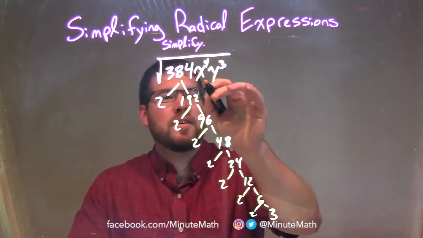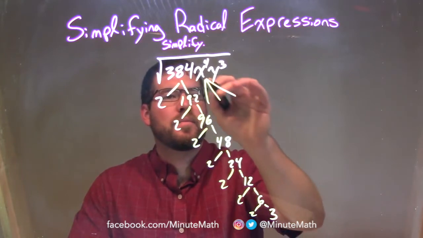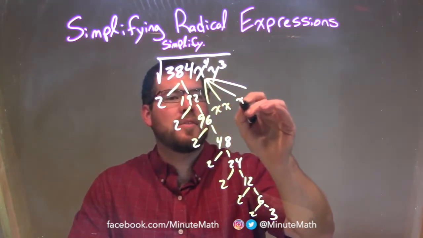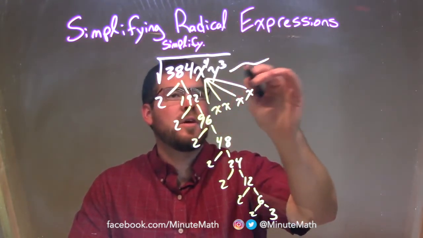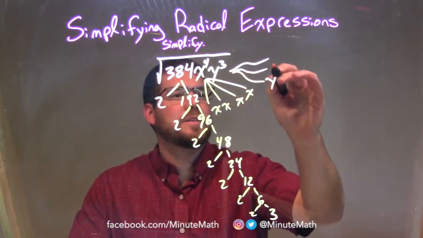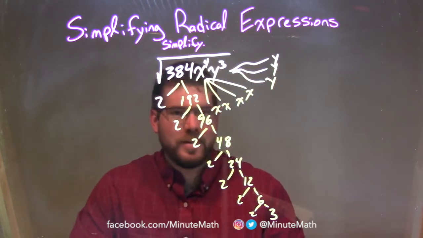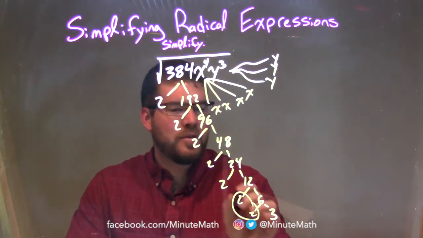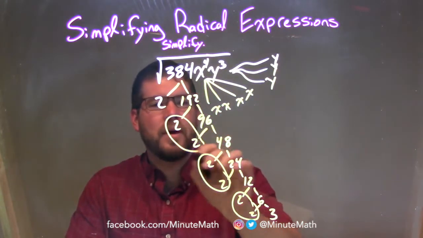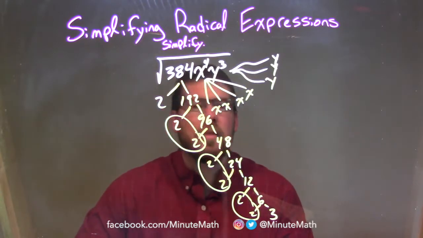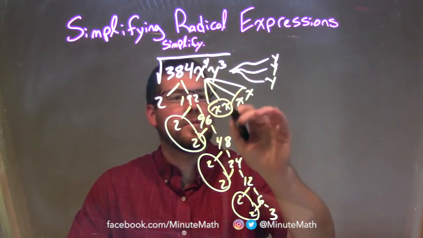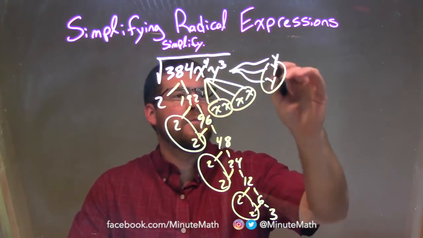The x's can break down to be x times x times x times x, being x to the fourth, and y's, y times y times y. Okay, let's circle some pairs here. One pair of 2's, two pair of 2's, three pair of 2's. Then the x's, we have one pair of x's, two pairs of x's, and one pair of y's.